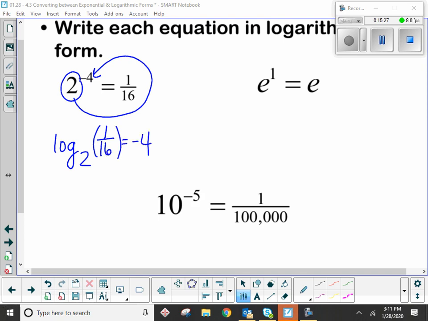Log 2 of 1/16 equals -4. Log and 1/16 and -4 are all centered on the line, and then the 2 is a subscript. All right. So do those two, and then I'll have a couple of you come up, and then we'll do our Kahoot.